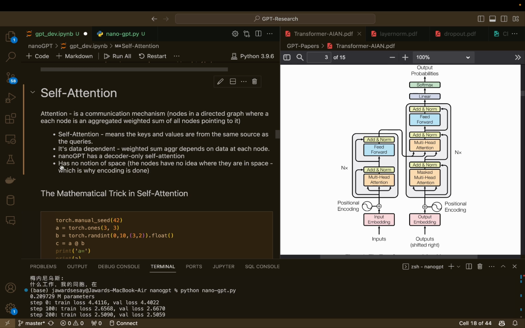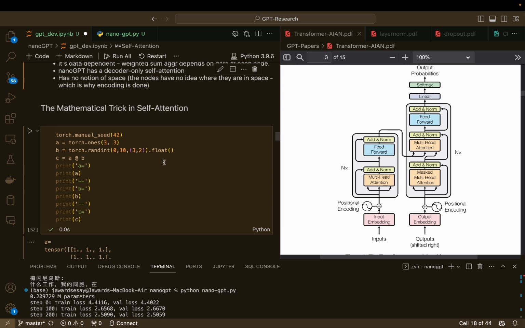This is very interesting, and one important key point is that attention in general has no notion of space, which means each node doesn't necessarily know where it is. That's why an encoding is done in order to provide more information for each node. Another point is that it's data dependent. For each node, which is a weighted sum, that sum depends on the data of that node and its preceding nodes.